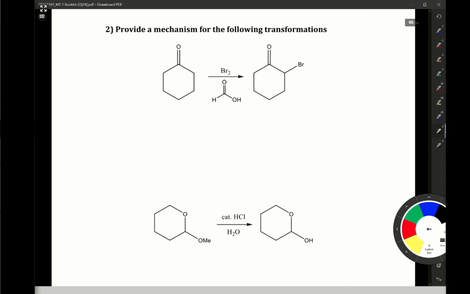Okay, 2, provide a mechanism for the following transformations. We've got bromine and we've got formic acid. So I'll let you think about that one for like 30 seconds. Try to piece together how you're going to get a single bromide attacking or getting added to something that's alpha to a carbonyl.